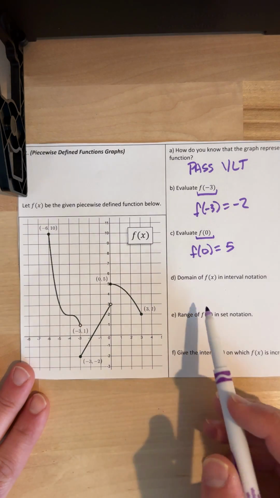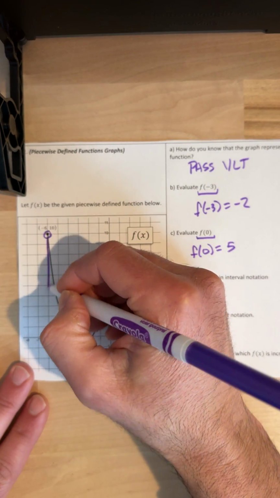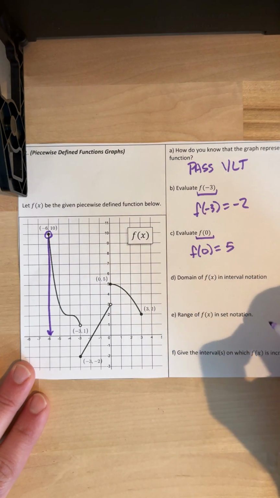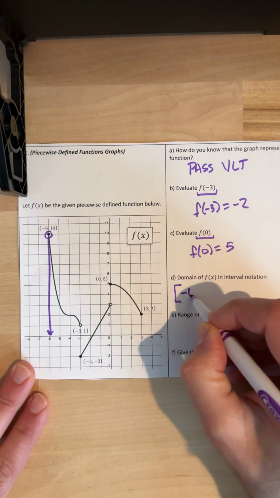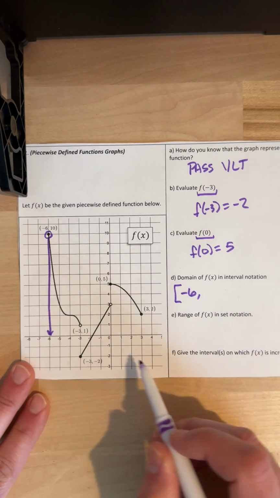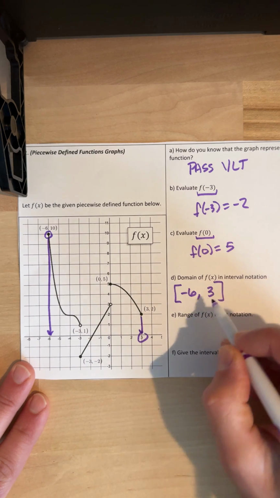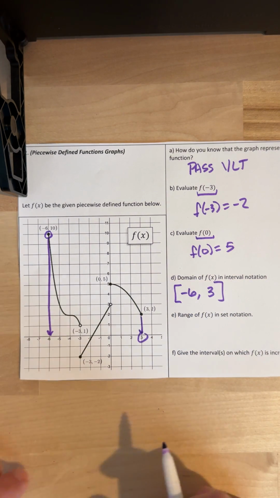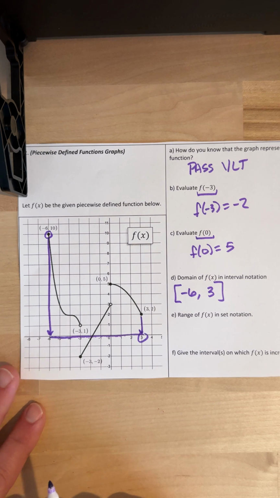All right, the domain, that's your lowest x to your highest x. Your lowest x looks like here, all the way straight down, so it looks like -6, and it wants interval notation. So I'm going to use a bracket, -6. I'm using the bracket because that point is colored in. And my highest x value is this guy right here, which is 3. And again, another bracket because that point is colored in. So the domain, remember, is all the x values where the graph takes place.